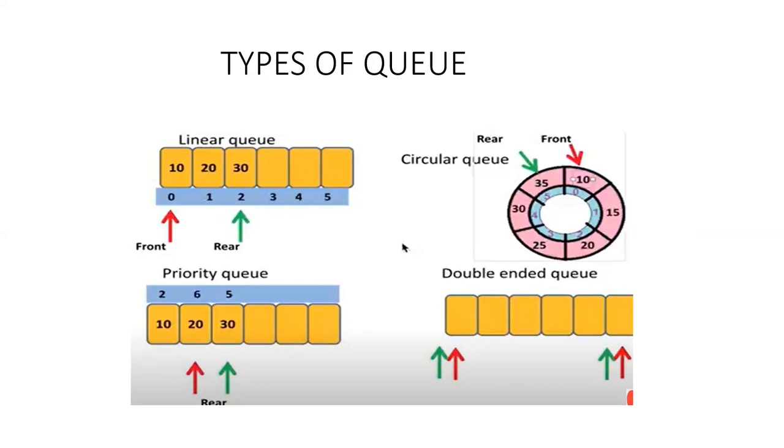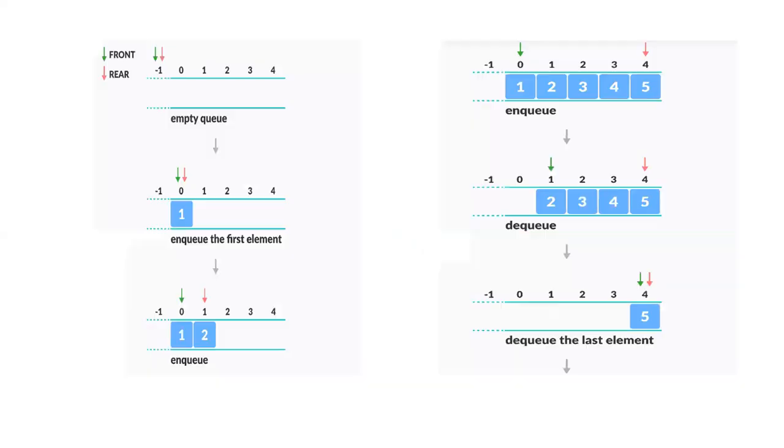Double-ended queue. In a double-ended queue, we have special operations where we can insert the data and delete the data at both ends. Even in the first position, we can insert the data as well as delete the data, and in the last position also, we can insert the data and delete the data. So this is the double-ended queue.